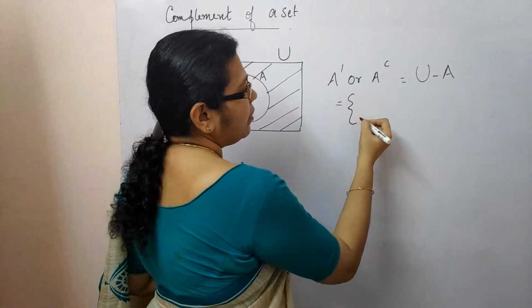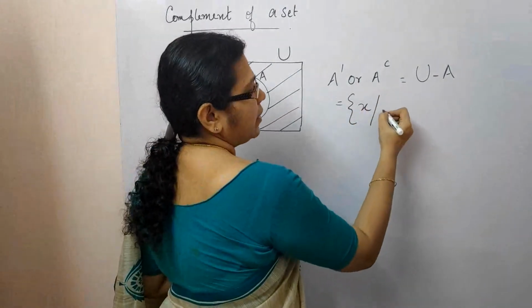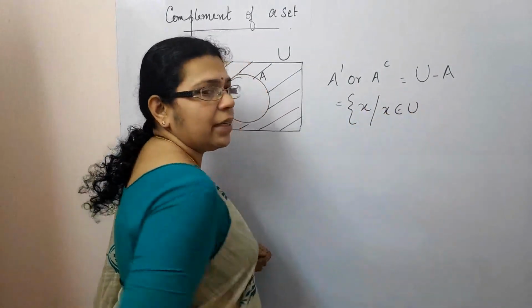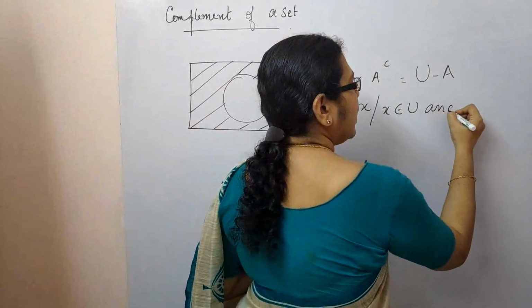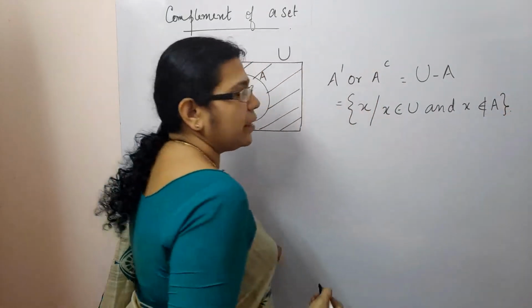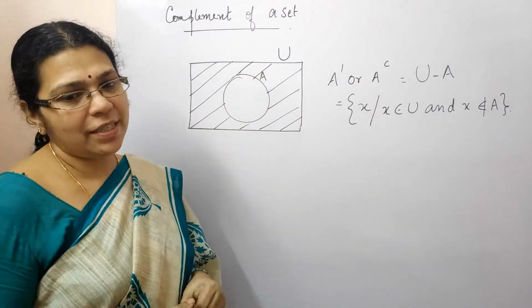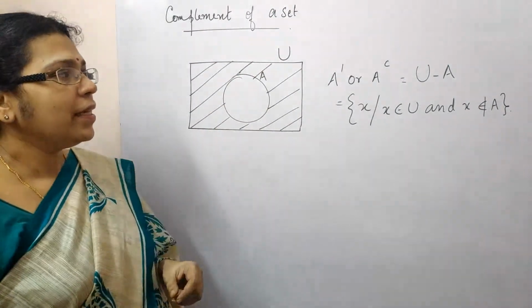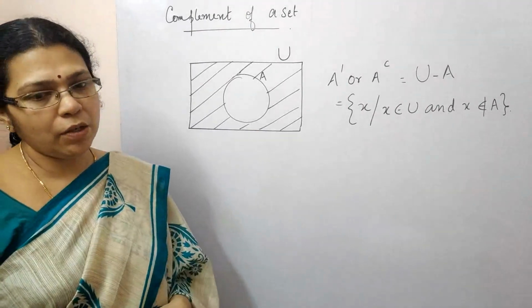In set builder form, how will I write this? This is the set of all x such that x belongs to where? Belongs to the universal set, and x doesn't belong to where? This set A. So this is the universal set. This is the complement of a set. So the complement of a set is given by the elements that belong to U but don't belong to A.